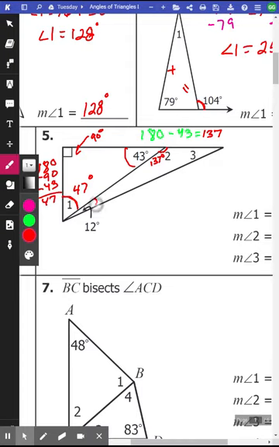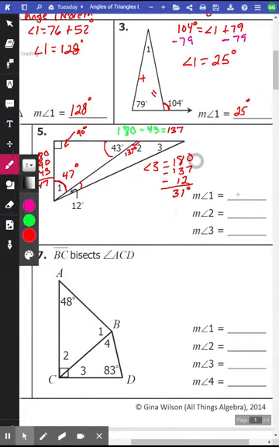Well, we know this angle is 12. We know angle 2 is 137. So angle 3 is simply going to be 180 minus 137 minus 12, which is 31 degrees. So we have all our answers. Angle 1 is 47. Angle 2 is 137. And angle 3 is 31.